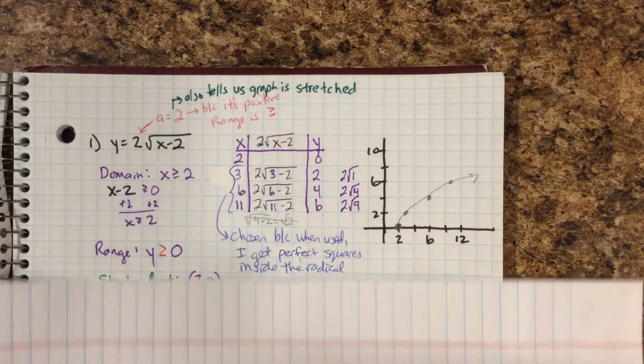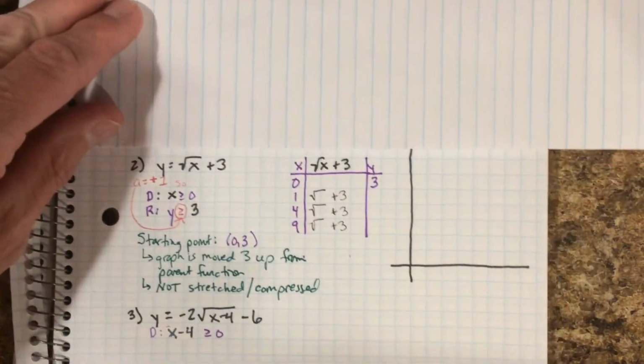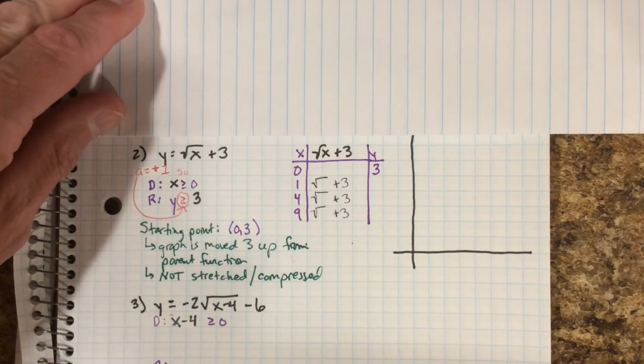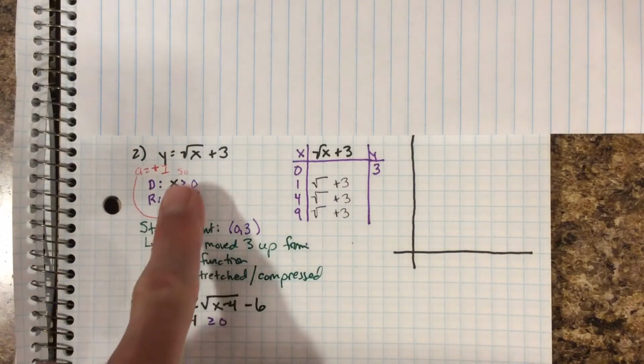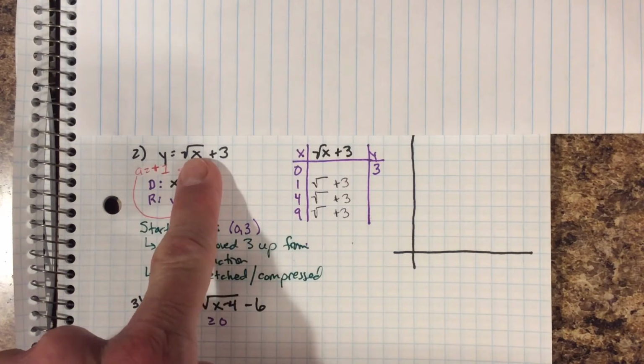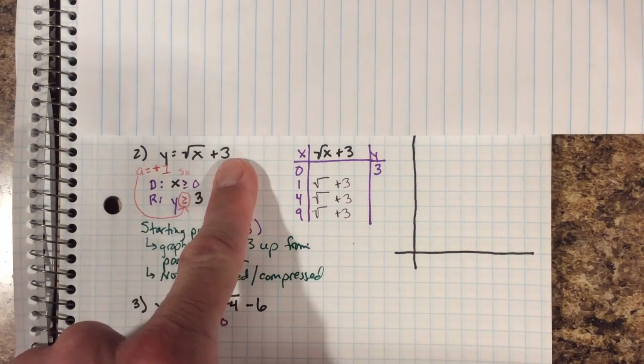Okay. Our second example. And you'll notice these are the same ones that were on the first video. So if you didn't watch the first video, that's why this isn't making sense to you yet. y equals the square root of x plus 3. Notice the only thing inside the radical is the x. So the radicand of this problem is x. The plus 3 is outside of it. All right.